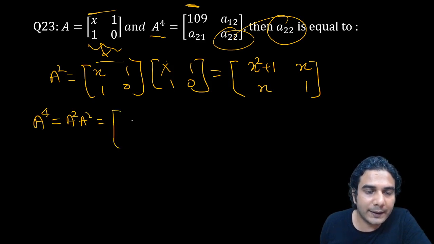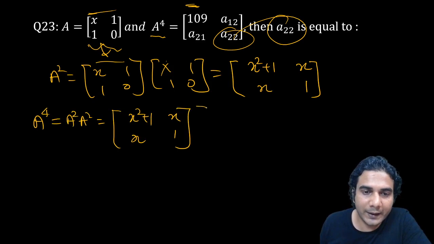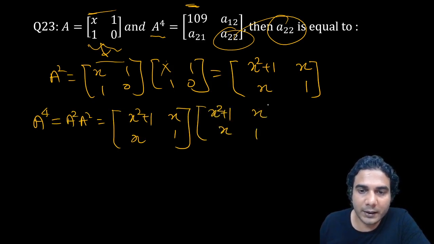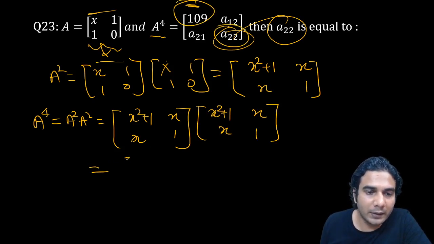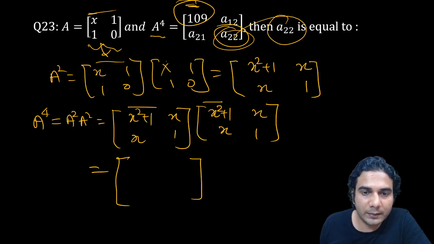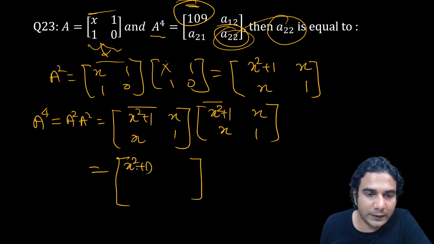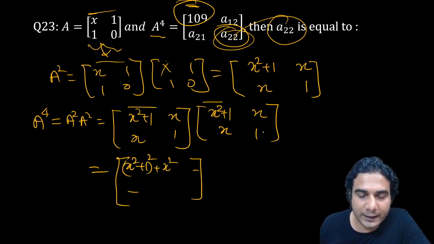So I'll write [x square plus 1, x; x, 1] times [x square plus 1, x; x, 1]. All right, and let's write only these two elements because this and this are our main point. So this element will be multiplied: x square plus 1 the whole square plus x square. Leave this and directly write this last element. The last element will come by multiplying these two.